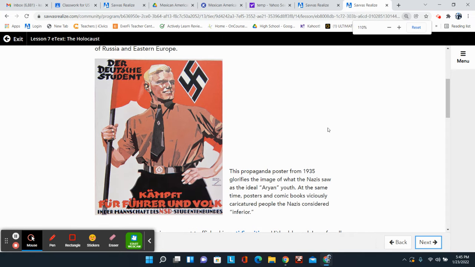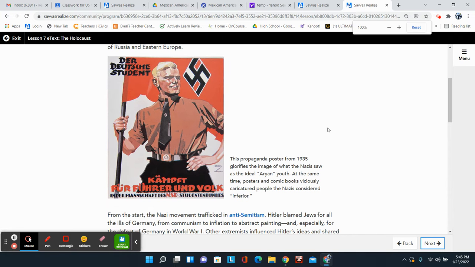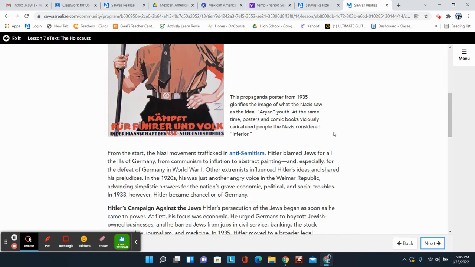So there you can see this propaganda poster from 1935 glorifies the image of what the Nazis saw as the ideal Aryan youth. At the same time, posters and comic books viciously caricatured people the Nazis considered inferior. And some of those we've already seen.